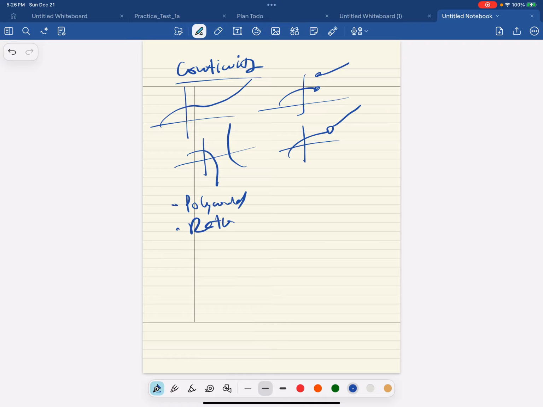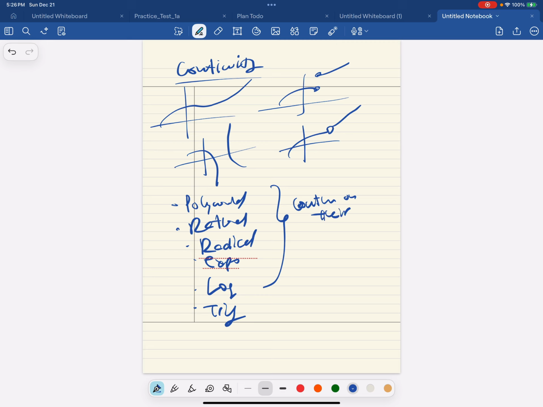The continuity concept is that any polynomial, rational, radical, exponent, log, or trig functions are continuous on their domains. They are all continuous on their domains. Meaning that if they don't have a denominator of 0, they are always existing on their domain.